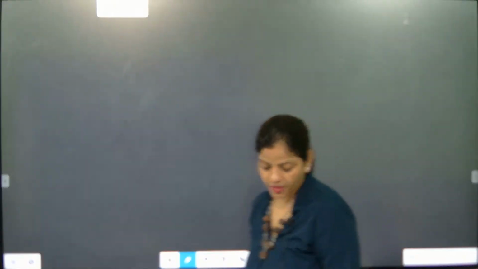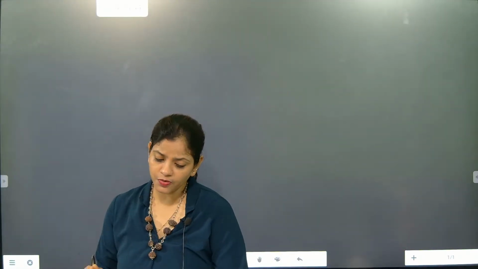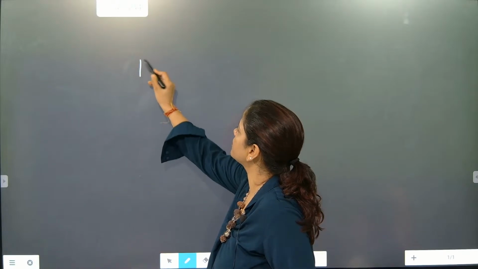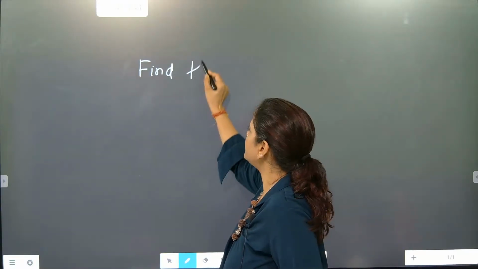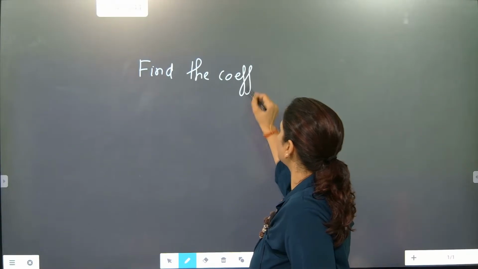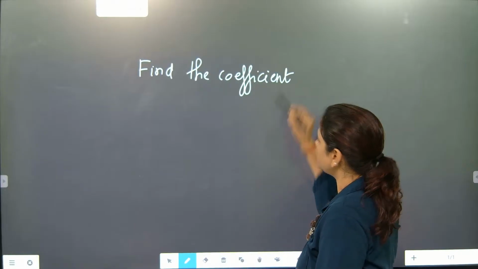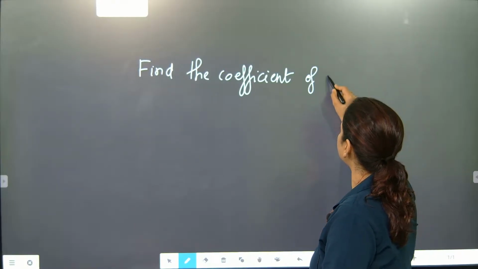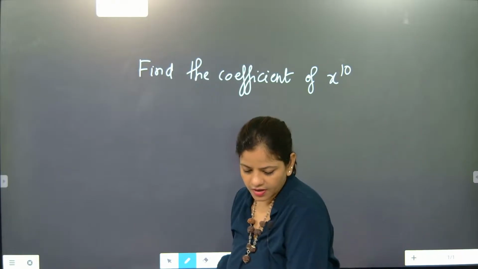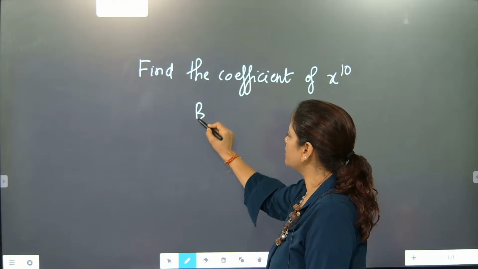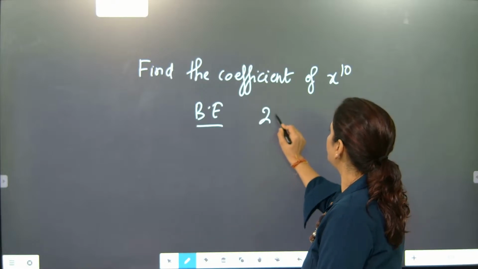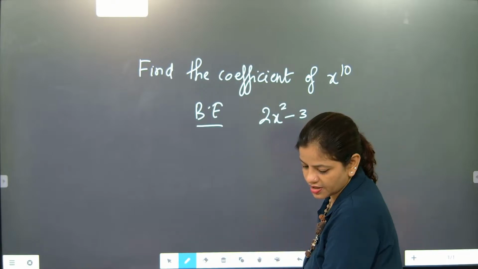Okay, so now look at it. We will go with this type of question because most probably in MCQs they will be asking questions like this. Find the coefficient of x to the power 10 in the binomial expansion of (2x squared minus 3 by x) to the power 11.